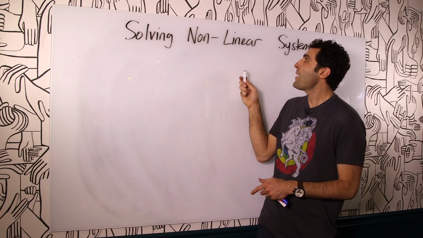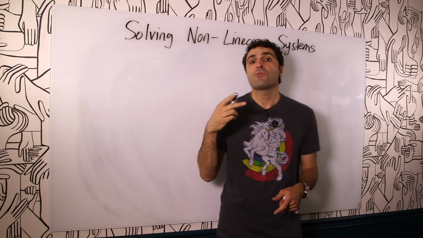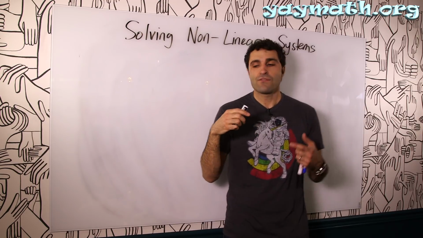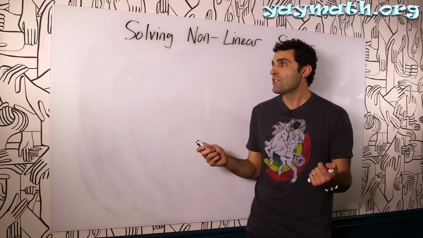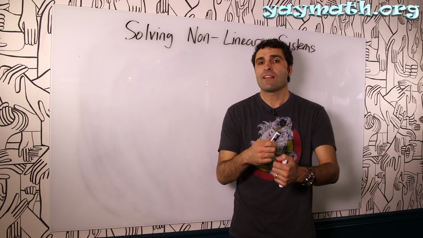So this is what we mean by a system. It's two or more equations, all right? So if you have two or more equations, the question is, where do they intersect? Where do they line up?